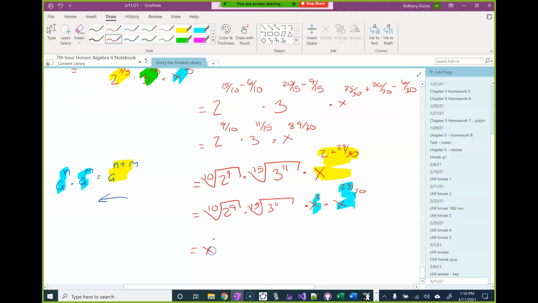So if I put this together: x squared, 10th root of 2 to the 9th, 15th root of 3 to the 11th, times the 30th root of x to the 29th. And that would be okay for me. That would fit the criteria.